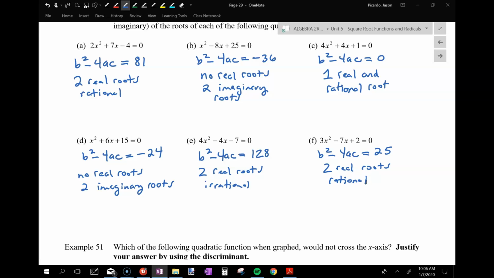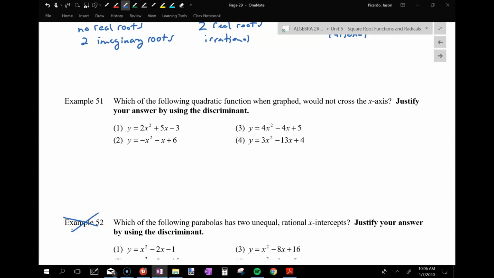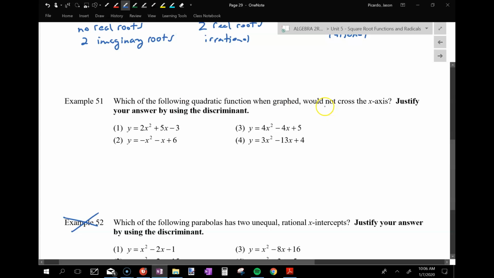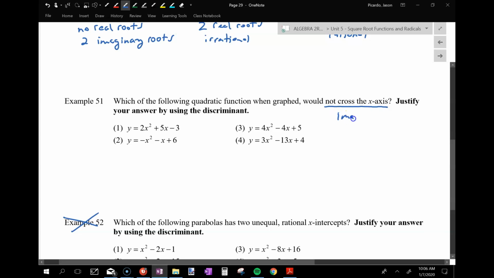All right, I'm only going to do example 51 with you guys. We're not going to do example 52. It's basically the same question. So we'll cross this one out. And what does the question ask? It says, which of the following when graphed would not cross the x-axis? So what does that tell me? If a parabola does not cross the x-axis, does it have any visual roots? If it doesn't have any visual roots, then the roots must have been imaginary roots. So this means I have imaginary roots or a discriminant that is negative, less than 0, right?